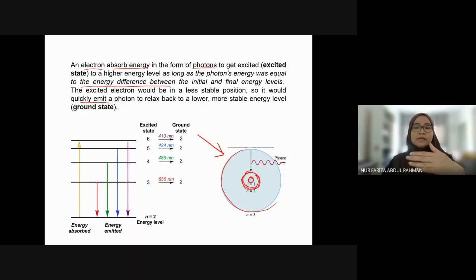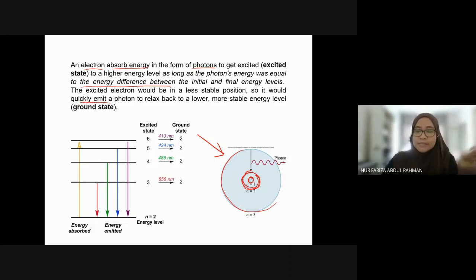The farther the orbit is from the nucleus, the higher the energy will be. All right, so the electron at the ground state will absorb the energy from the electric current just now, and it will get excited. It will be excited to a higher energy level.